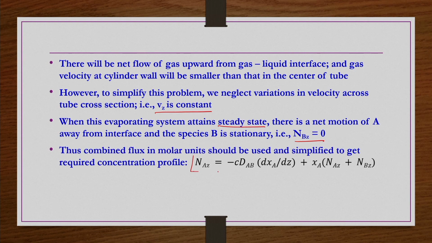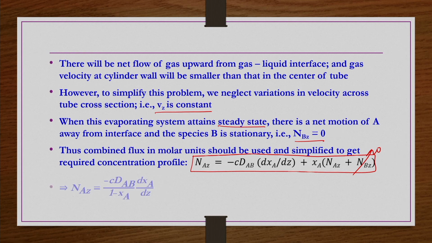Then this combined mass flux equation, which we have already seen. Here you take NBZ as 0 and take the XA NAZ term to the left-hand side. When you take NAZ common, you have NAZ multiplied by 1 minus XA. In the subsequent step, if you bring 1 minus XA to the right-hand side, then we have NAZ is equal to minus C DAB divided by 1 minus XA dXA by dZ.